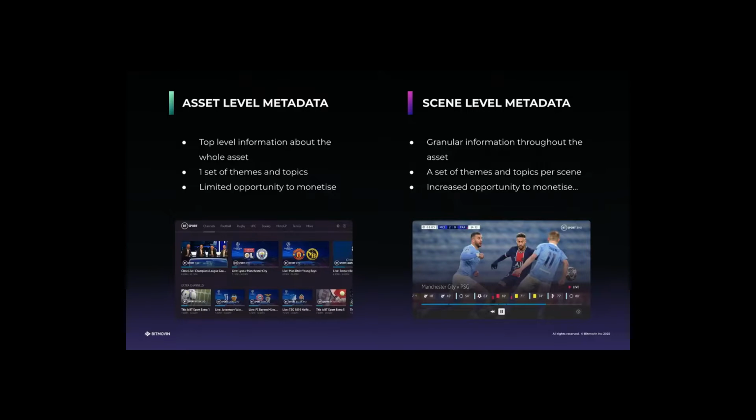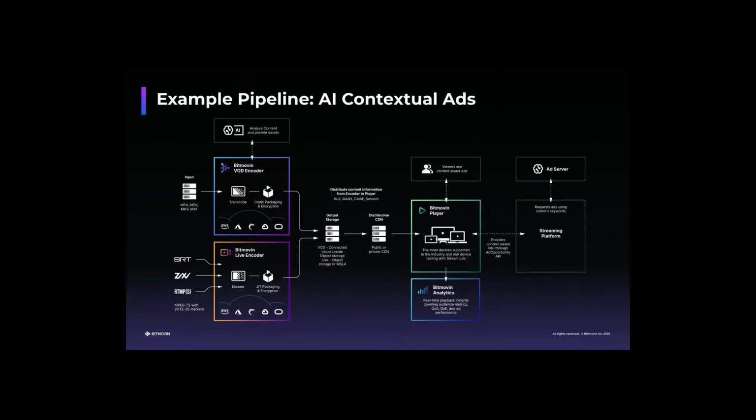All right, so asset level metadata and scene level metadata. What we're looking to obtain is this scene level metadata, more granular information about our content. So how might we do that? And I want to talk a little bit about some work we've done in this area and some things that might help you out as well.